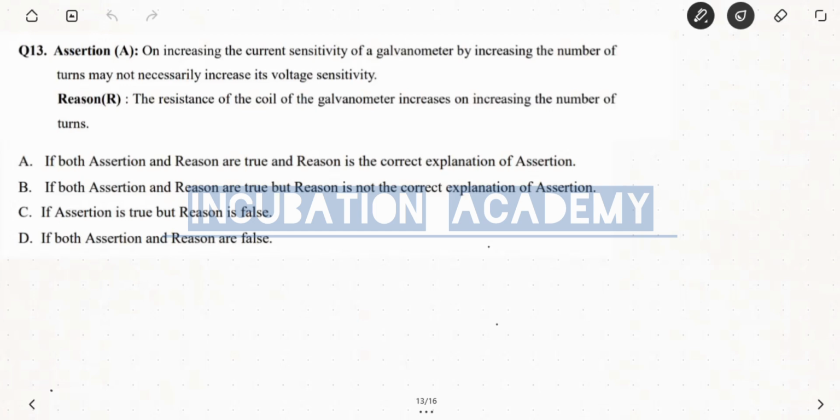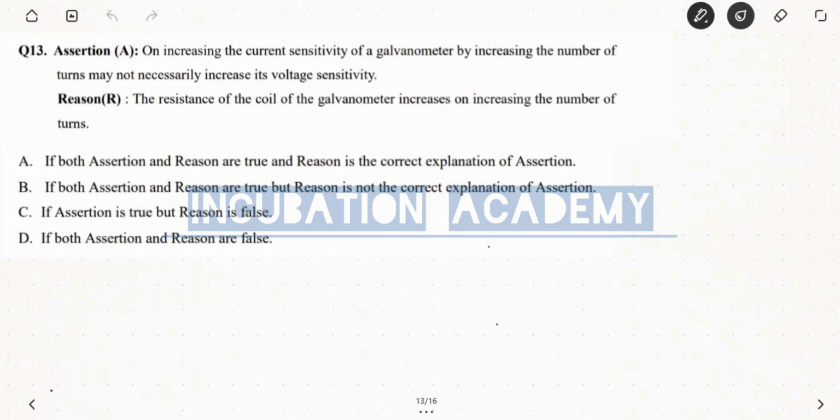What is the reason? The reason is: the resistance of the coil of the galvanometer increases on increasing the number of turns. Four options are given as usual. A: if both assertion and reason are true, and reason is the correct explanation of the assertion. B: if both are true, but reason is not the correct explanation. C: if the assertion is true, but the reason is false. And D: if both assertion and reason are false. Okay, so for that purpose, let us see how the galvanometer actually operates.